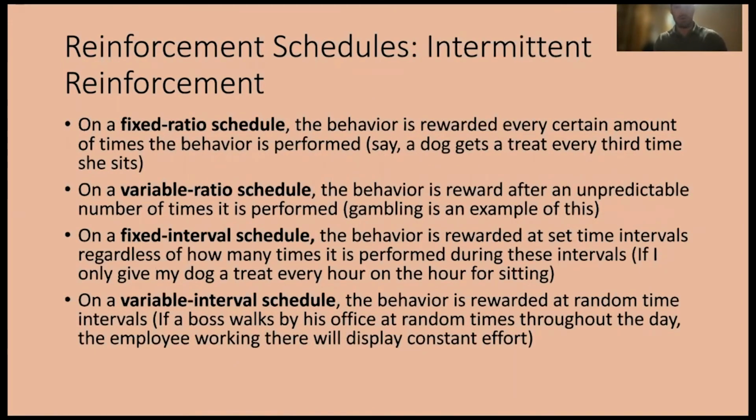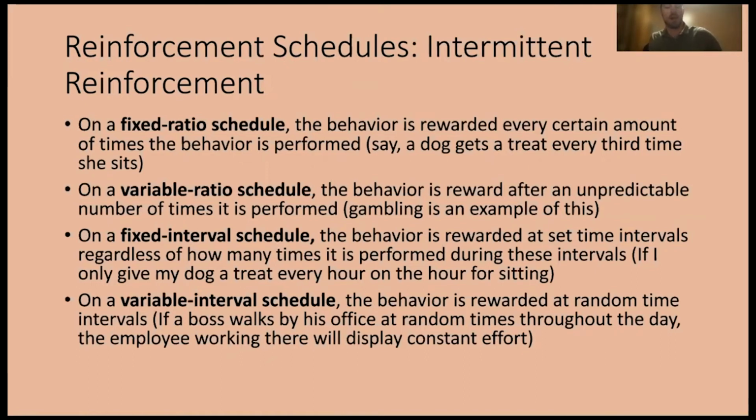On the intermittent reinforcement schedule, there are actually 4 intermittent reinforcement schedules. We'll just go over them really quickly. A fixed ratio schedule is the one that I was just talking about. That's when the behavior is rewarded every certain number of times the behavior is performed. Whereas a variable ratio schedule is when the behavior is rewarded after an unpredictable number of times.